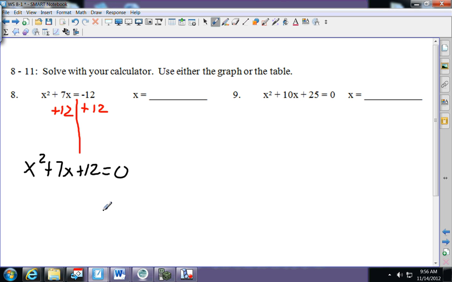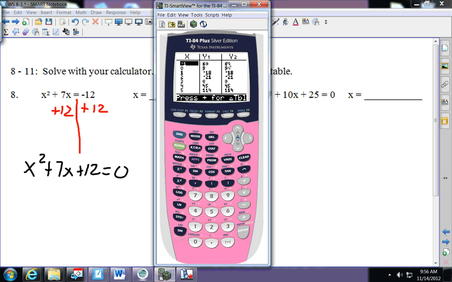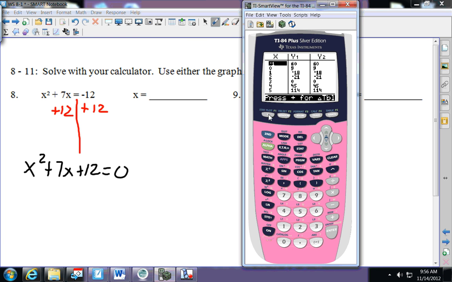Now, let's just go in the calculator and find our roots. That's all they want us to do. So, we're just going to go in there and put x squared plus 7x plus 12. And let's press graph. Oh, it's in Y2. It doesn't matter which one. Okay, it looks like it touches 1, 2, -3, -4, somewhere in there.